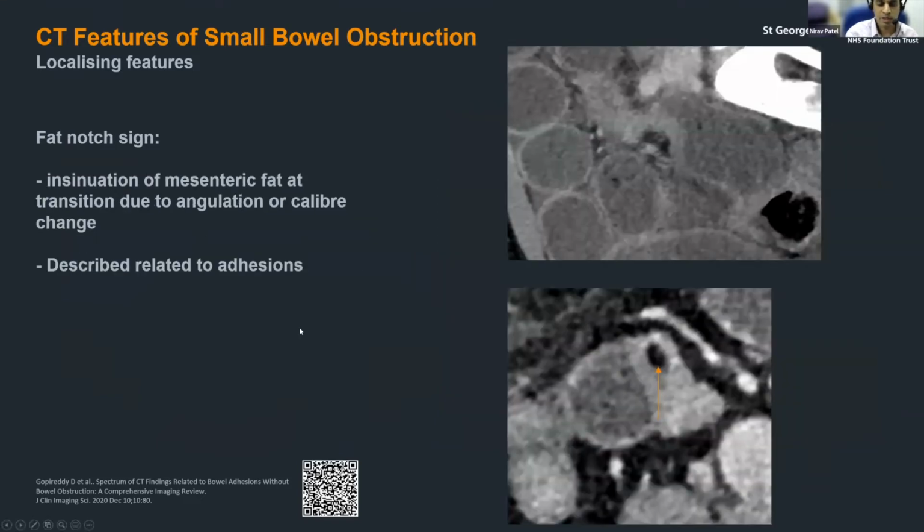And a similar associated sign, particularly in the context of adhesional small bowel obstruction, is something called a fat notch sign. So you can see this nice loop down here, distended proximal loop, and you can see an angulation there. And what happens is if you have an adhesion, you get a bit of mesenteric fat that notches around that adhesion and often shows up like this. You can see in a similar patient here, where you've got dilated proximal loop, this little notch here, and then empty distal loop here.